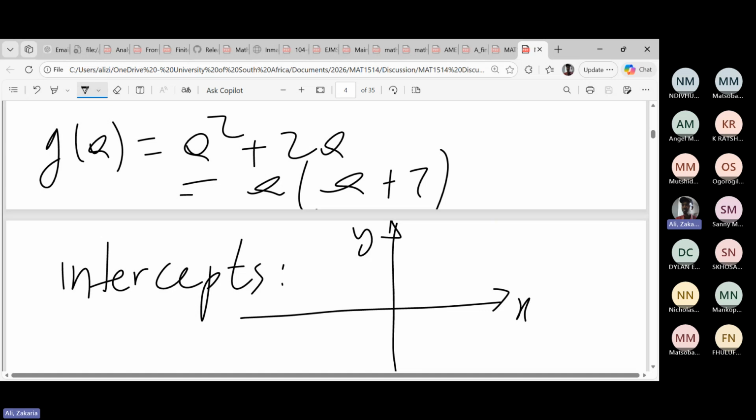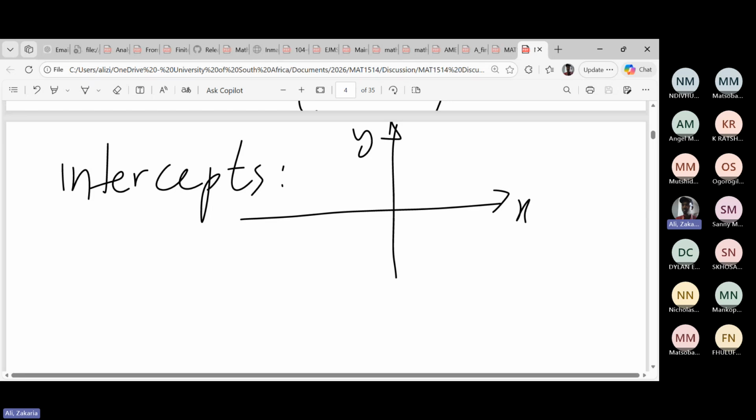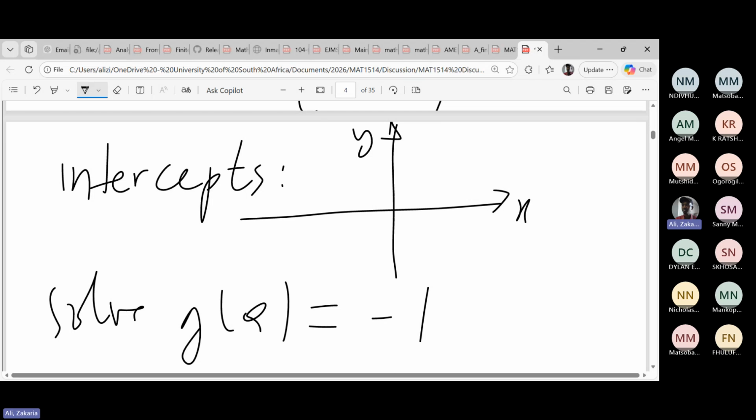So let's say if I ask you to sketch g of a, I say solve. I can literally ask you to solve g of a equal to -1, right? So if I ask you to solve g of a equal to -1, how would you solve it? You have several options. One option is to sketch the graph of g.